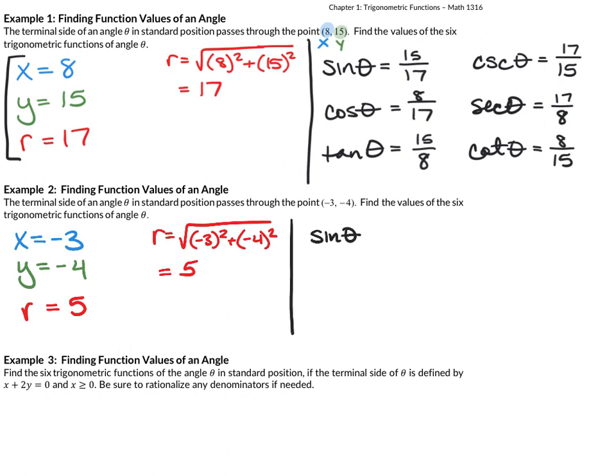To do sine of theta, it is y over r, so that's -4 over 5. Cosine of theta is x over r, and tangent of theta is y over x. When you do that one, though, I end up with -4 over -3. Hopefully you simplified that to be +4 over +3, yeah? Because negative divided by negative is positive.